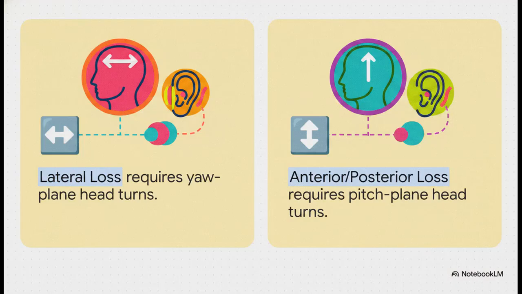And building on that, remember that each canal's gain prescribes its own very specific rehabilitation plane. A lateral loss absolutely requires yaw plane, the side-to-side no head turns, but an anterior or posterior loss requires pitch plane, the up and down yes head turns. So if your patient has an affected right anterior canal, standard horizontal exercises just aren't going to cut it. You have to add pitch plane drills to actually hit the deficit.